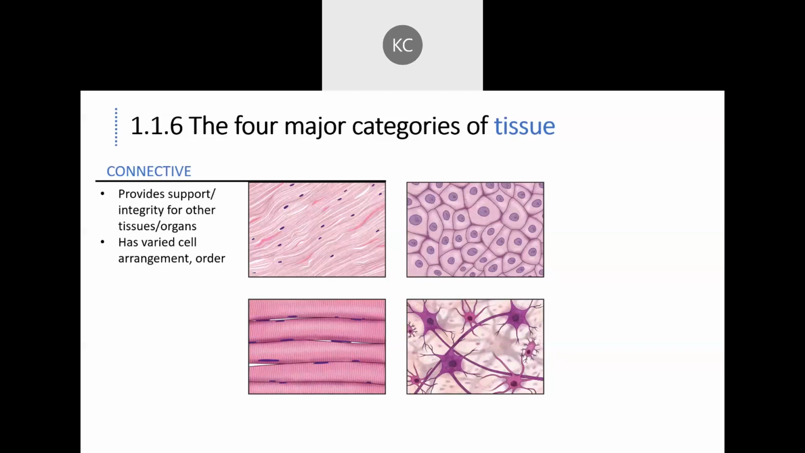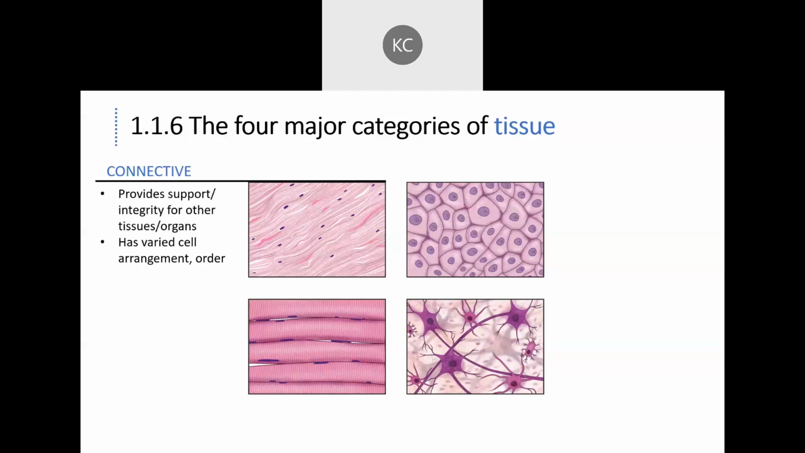If you recall from part one, we talked about the study of tissues being called histology, right? So that prefix histo means tissue. We have four broad categories of tissue: connective tissue, nervous tissue, muscle tissue, and epithelial tissue. All right, so first one here, we have connective, right?